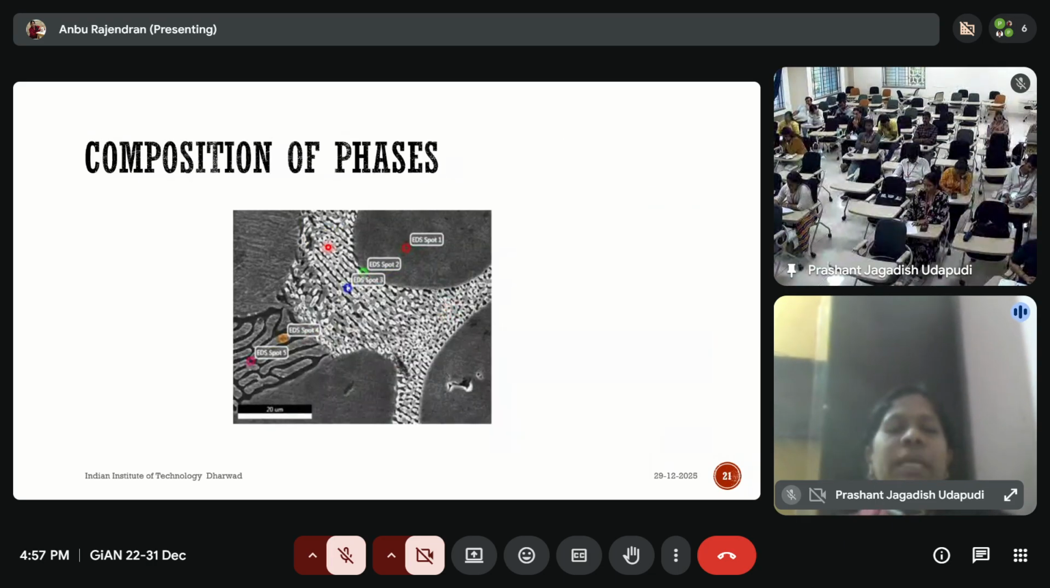This is one of the interdendritic regions of a cast product. You can see different features present here, and individual features have different compositions. To see how the composition varies, I can spot my cursor at all these places and find out the composition from these areas or spots. That facility can also be provided by the SEM.